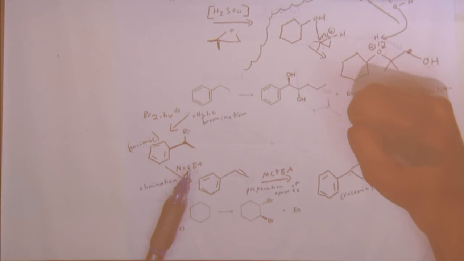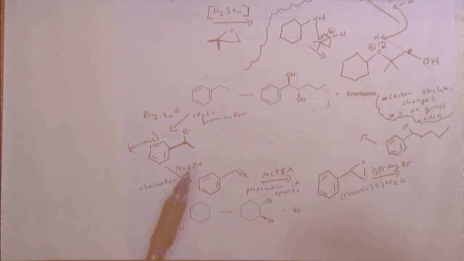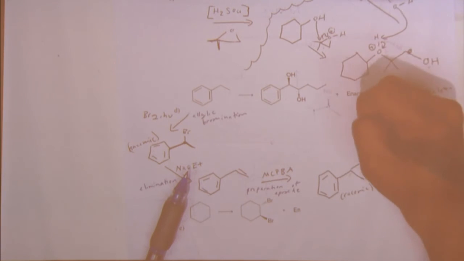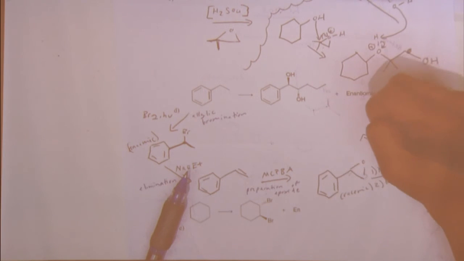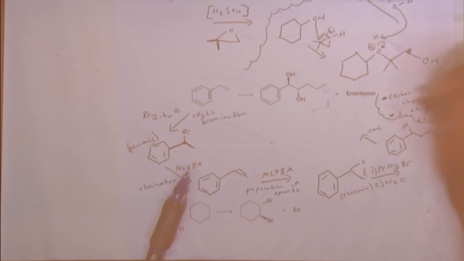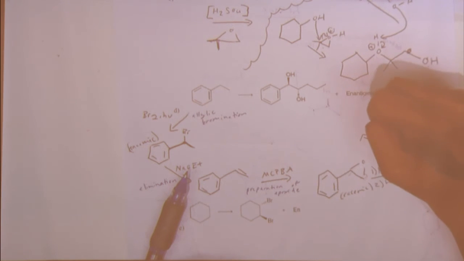So we can actually now form a double bond by dehydrating the alcohol with concentrated sulfuric acid and heat.